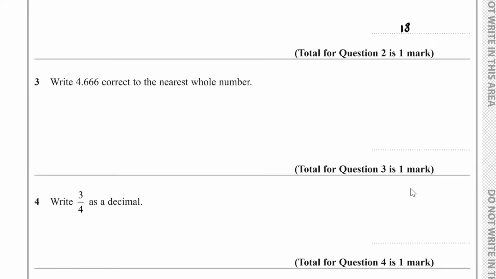For question 3, we have to write 4.666 correct to the nearest whole number. So essentially we need to round this number to the nearest whole number. And you'll notice here, if we take a look at this 6, this is 5 or greater, so we move this 4 over here to the next digit up. So we have 5.